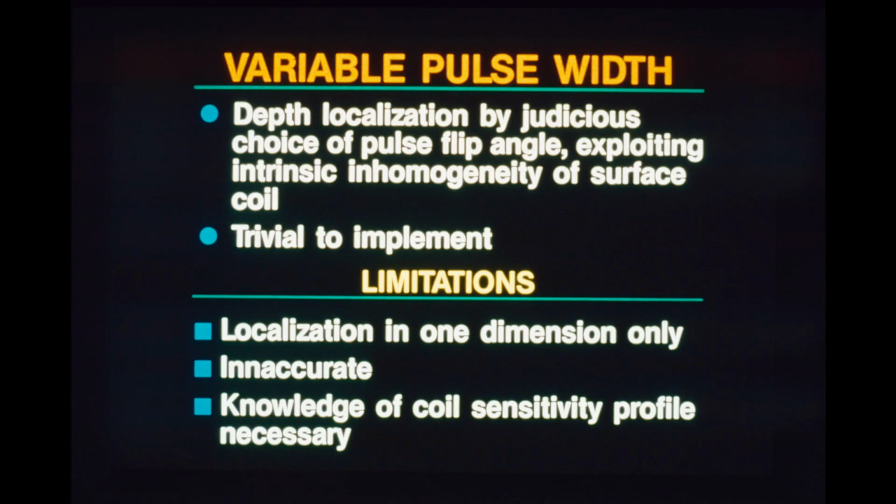Variable pulse width is actually very simple. Essentially, you change the power that's coming out of your coil, and because of that, depending upon how deep the given molecules are, you will get a signal out. The limitations are we can localize just in terms of depth. It is totally inaccurate. You don't really know where the information is coming from. And you have to know how the coil behaves when it is put onto the patient.